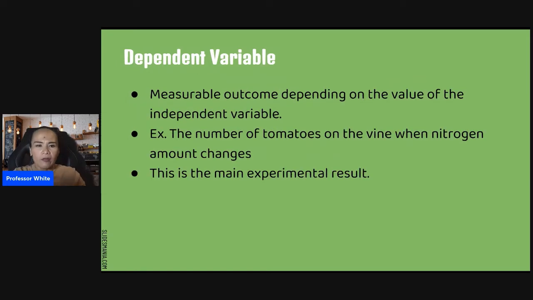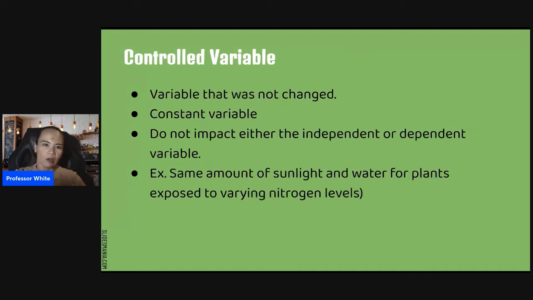Now, dependent variable, on the other hand, is the measurable outcome depending on the value of the independent variable. So if, let's say, for example, you change the amount of nitrogen that you put into your plants, then the outcome or the measurable outcome could be maybe the number of tomatoes in the vine after a period of time. So that is a dependent variable. So this is the main experimental result.